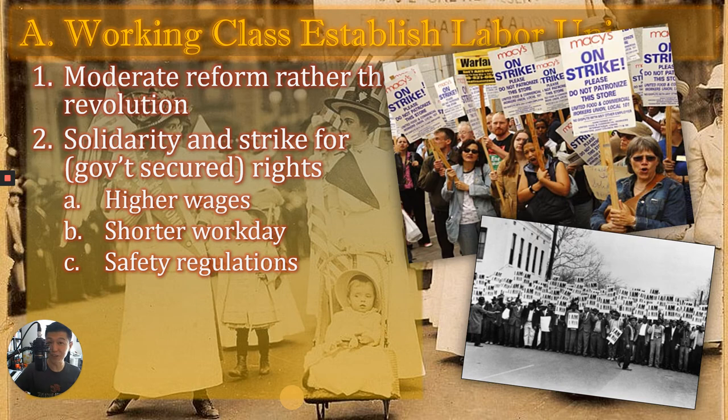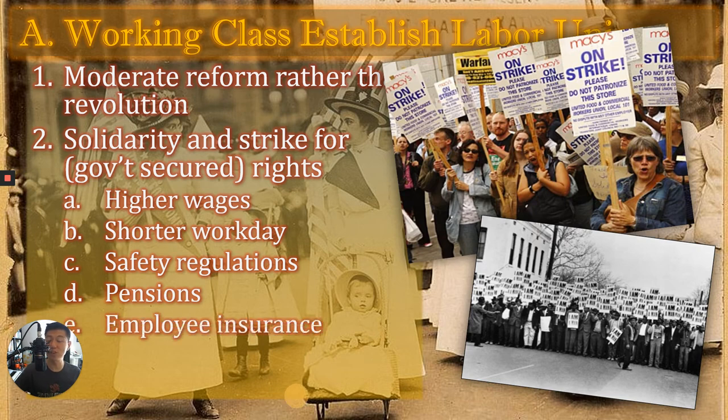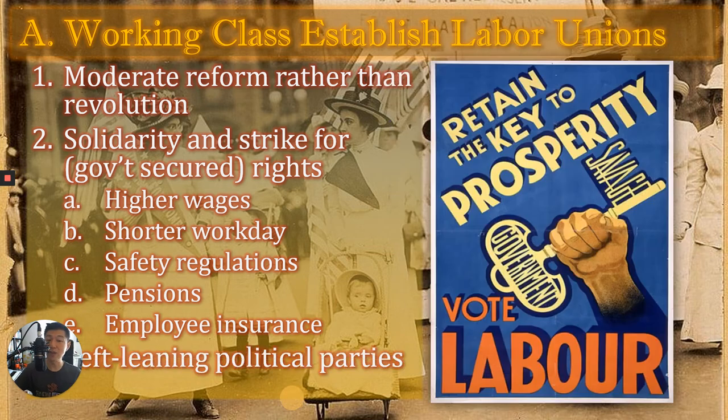Safety regulations. You saw some of these working conditions from the previous assignment, that things weren't safe, not at all. The creation of old age pension, employee insurance, health insurance, things like that, that is essential that people are pushing for all across the globe. And much of this is done and secured by these left leaning political parties who now have a place in the legislatures as well. So the working class being able to establish these labor unions helps to relieve some of that pressure.